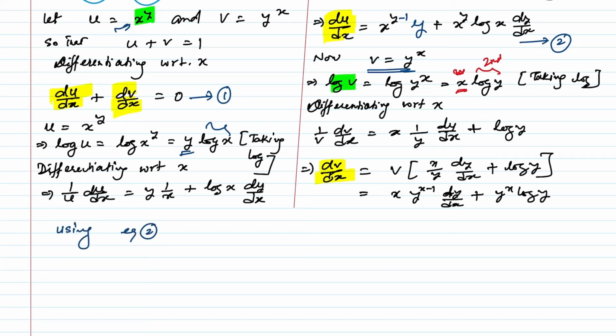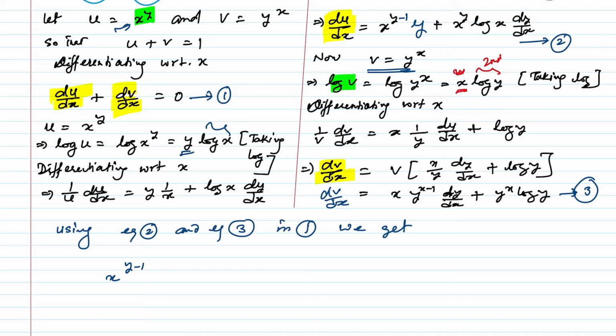Using equation number 2, and this is, suppose, equation number 3, dv by dx. Okay, and equation number 3 in 1. So we get, so what we will get, here you see x to the power y minus 1. So let me use black color. x to the power y minus 1, this one, into y plus x to the power y log of x dy by dx.